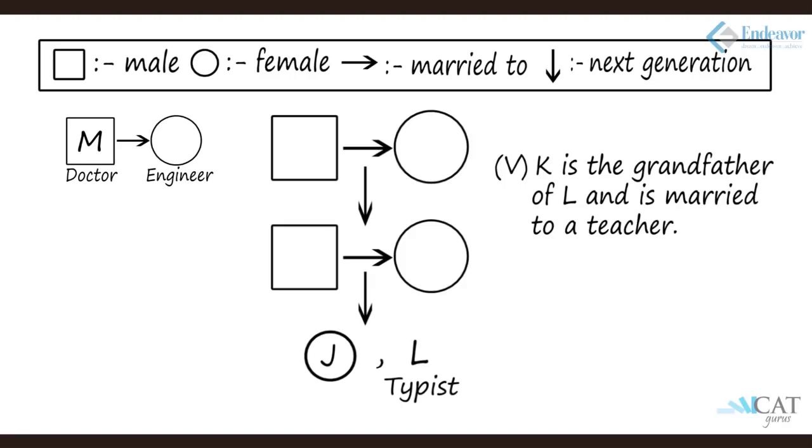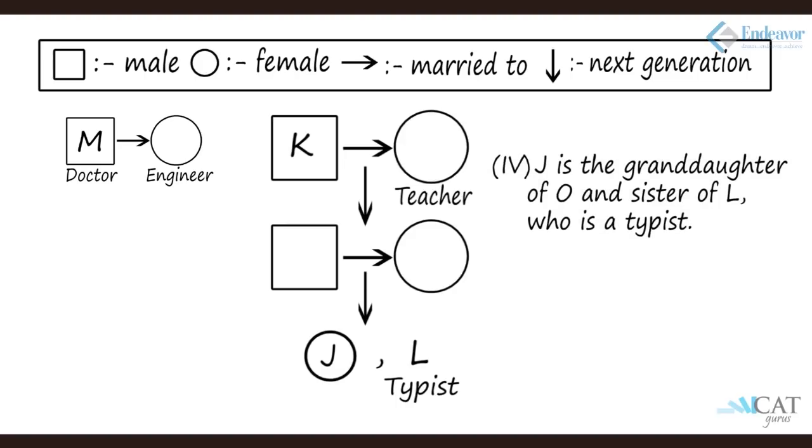Once we are done with these kinds of questions, we can slowly start placing them into forming a family tree. From information 5, we can place K and his wife, a teacher, in the first generation. Also, L can be placed in the third generation. From information 4, J can be placed in the third generation, and from this information, we further know the profession of L, that is typist, sex of J, that is female, and name of teacher as O.